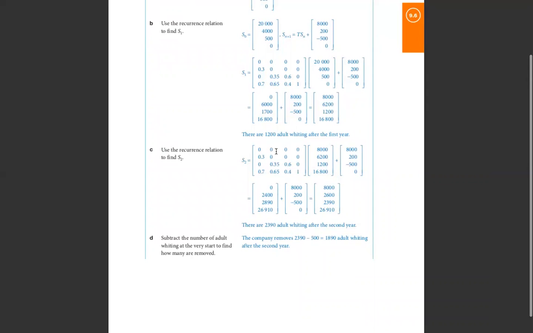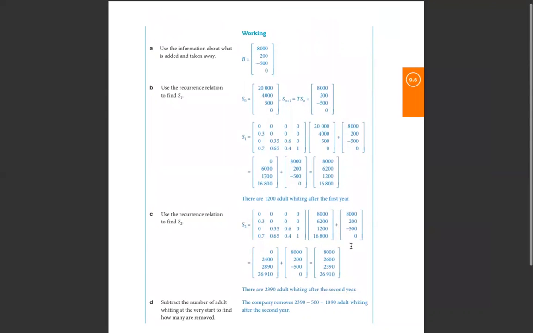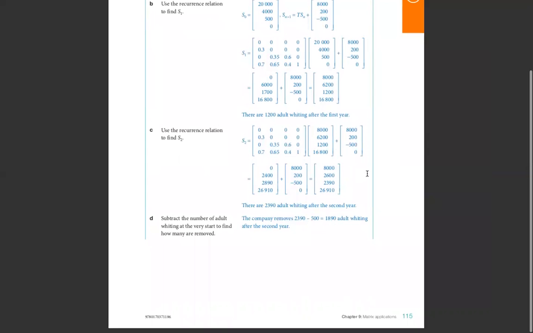And the same transition matrix here, and using the previous year S1 here, plus, because the situation is adding or deleting things every year, we use the same change matrix which we found in A here. Then add all of them together and do the maths on the CAS calculator, and you get the answer. So there were 2390 adult whitings after the second year, it's just here in the answer.